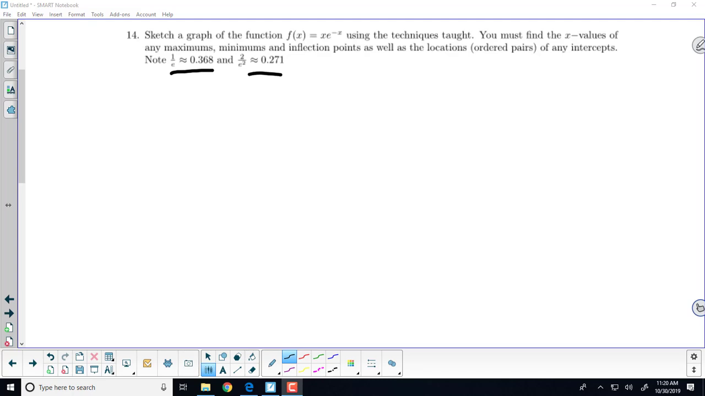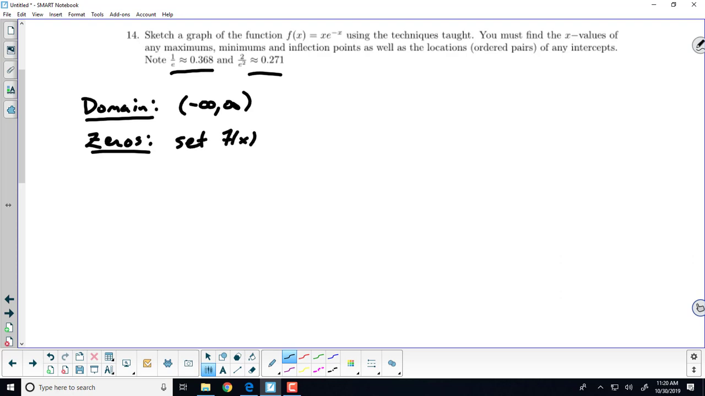Let's run through this. The first thing we need to identify is the what? The domain. In this case, our domain goes from minus infinity to infinity. The next thing we need to find are the zeros. So to do that, we're going to set f of x equal to 0. That happens when x e to the minus x equals 0. That happens when either x equals 0 or e to the minus x equals 0.